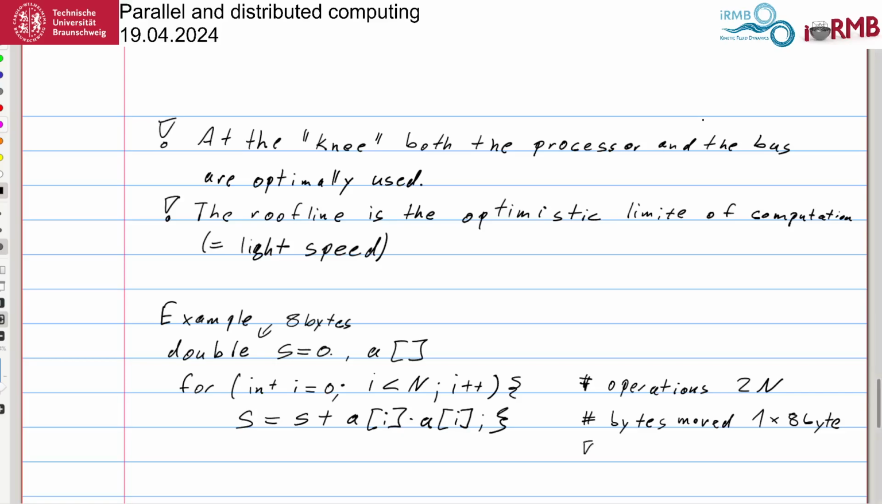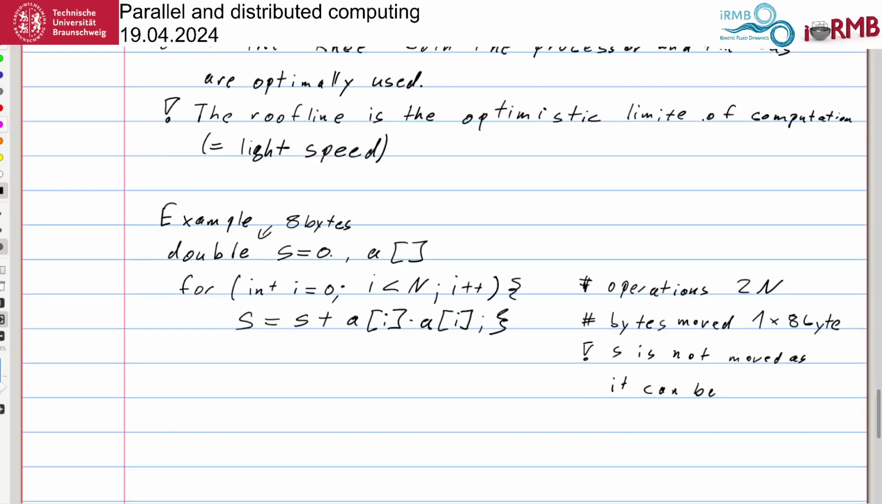And S is not moved, or it's at least moved only once, which we neglect, as it can be kept in a register. But this, of course, is a question of both how clever your compiler is and how clever your machine is. But your machine would usually nowadays be clever enough to do this. So only A[i] is read.